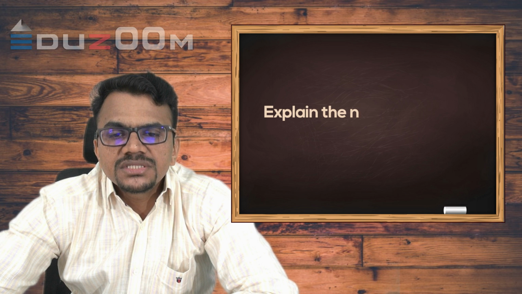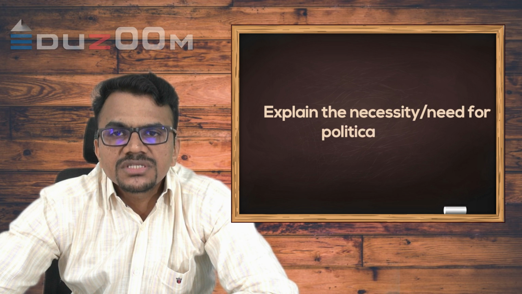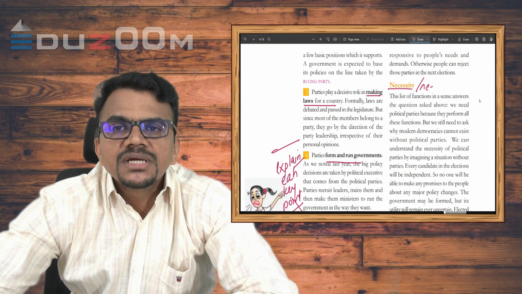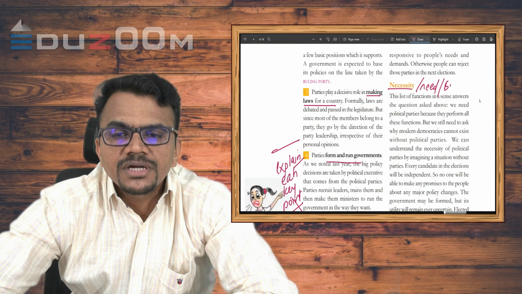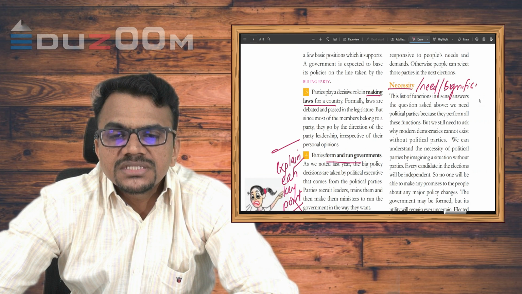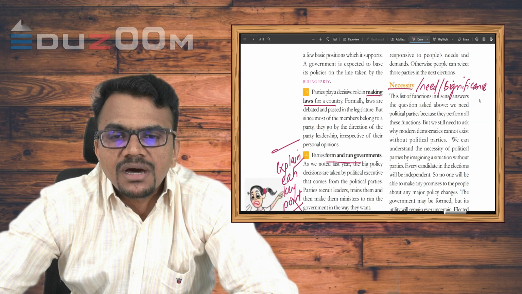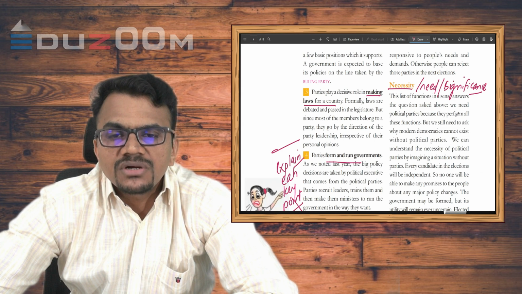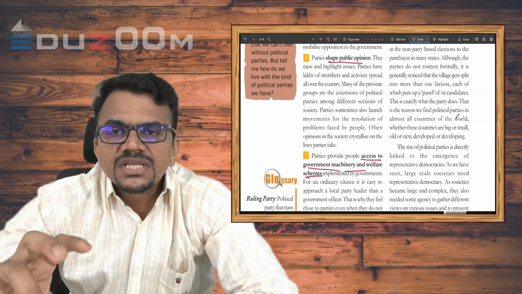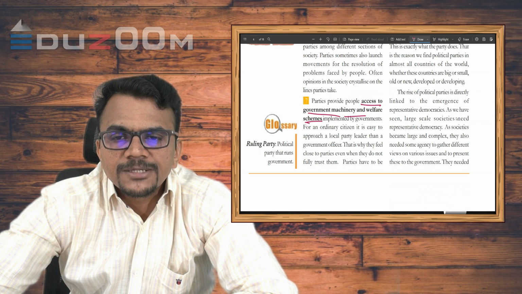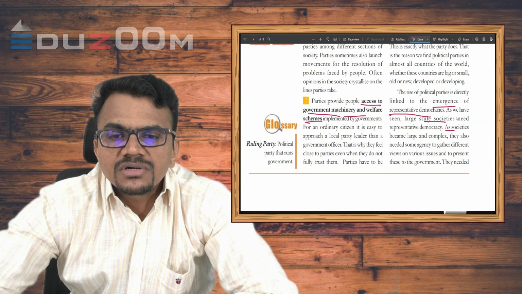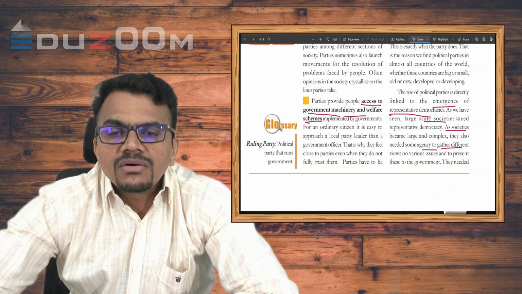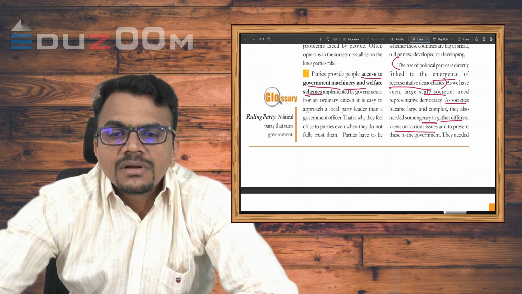Then about the necessity of political parties. This is what students get confused about when they write the necessity of political parties or need for political parties and the functions of political parties. Necessity means how important they are, what is the significance. It's not the functions. You should write the significance of political parties in democracy. Here you should write about the importance of representative democracy. Then they are accountable to the people and they are ruling on behalf of the people.